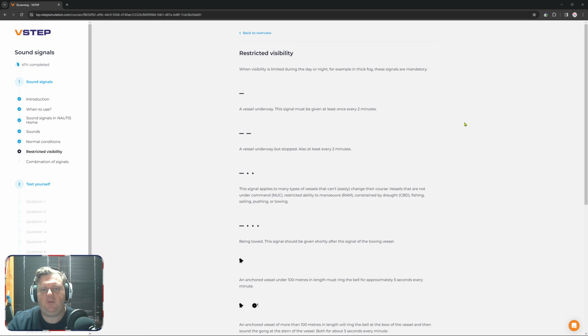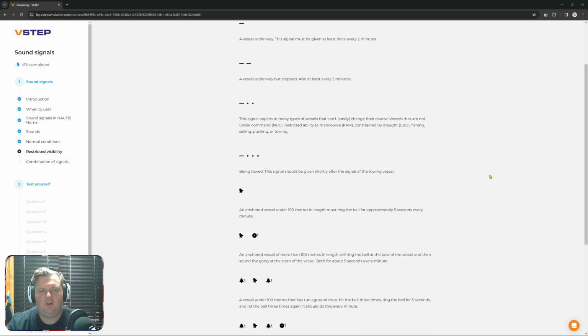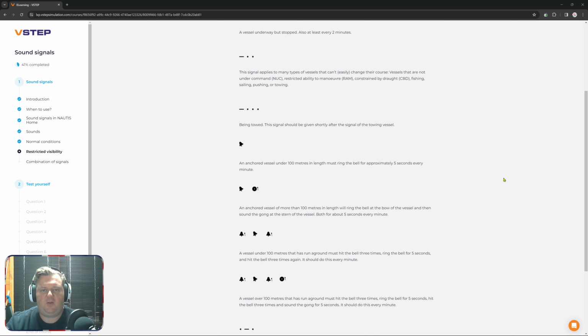Restricted visibility. When visibility is limited during day or night, for example in thick fog, these signals are mandatory. One long blast: a vessel is underway. The signal must be given at least once every 2 minutes. Two long blasts: a vessel underway but stopped, also every 2 minutes. Long blast with 2 dots.